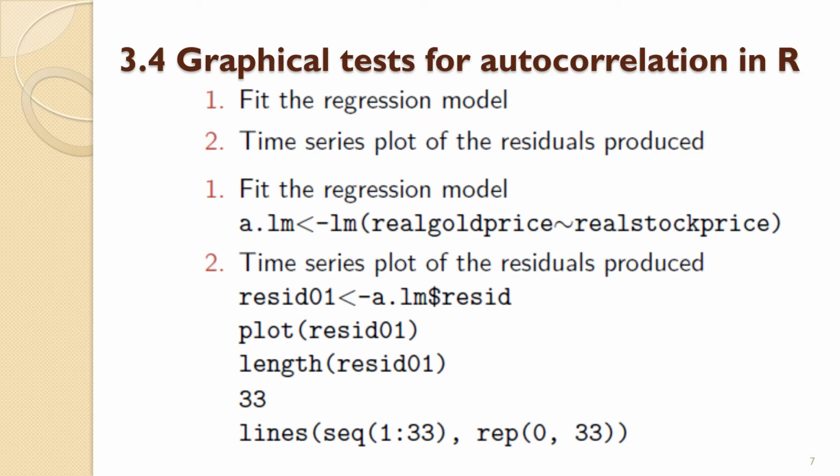So the way that the graphical tests for autocorrelation in R work then: you fit the regression model, and a time series plot of the residuals is produced. So you fit the regression model, do the computation, and call it something. I've just called it model, something simple and logically named. Then once you've named it, you can extract the residuals.